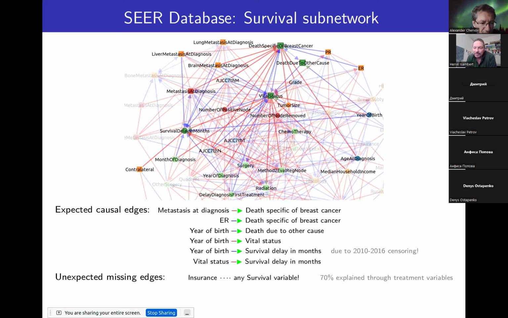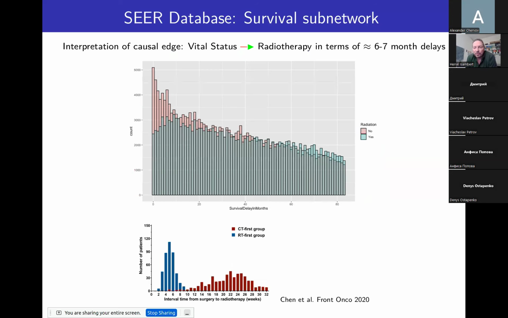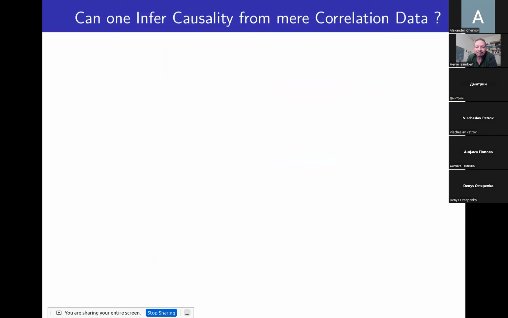Thank you. Don't hesitate to interrupt me, and I'll be happy to answer your questions. Okay, so that's the example I wanted to start with. For the interest of time, I'll skip the rest here. We also look at socioeconomic variables in this network, and there are quite interesting results, but I'll go more to the method now.